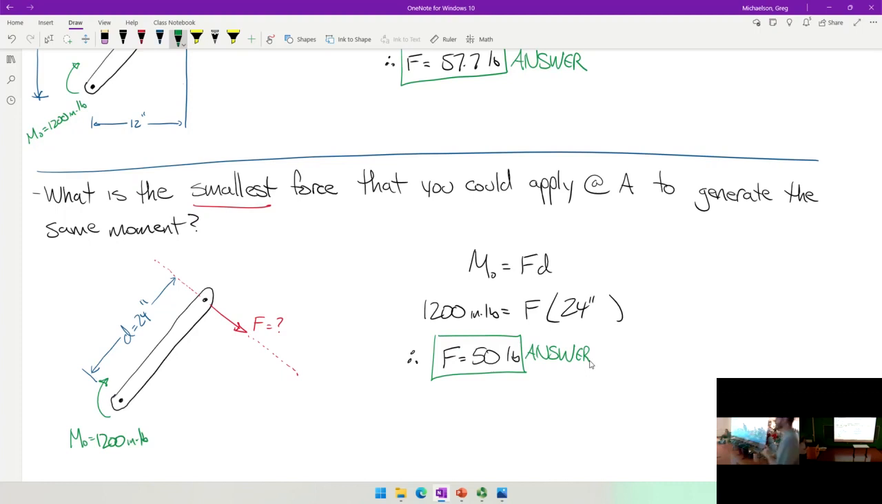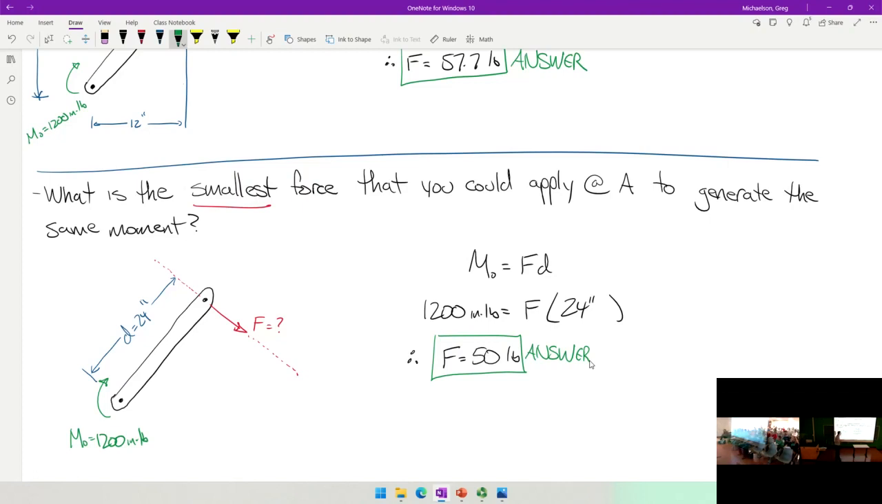So what we're going to do is I'm going to give you a homework assignment that's going to ask very similar questions like this. It's going to be, here's a problem. Give me a bunch of stuff about this problem. Tell me, what's the shortest distance for this or the smallest force for that. And if you understand that, again, I think that is the most important thing to understand about moments.